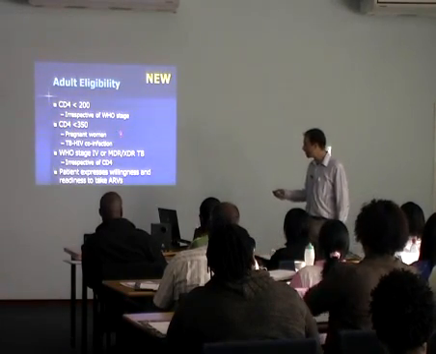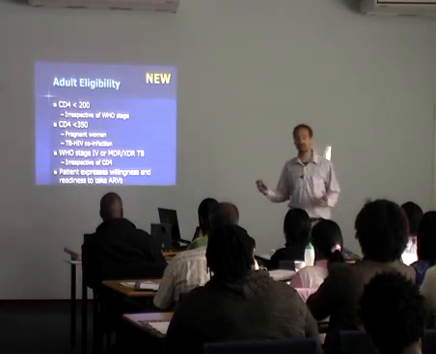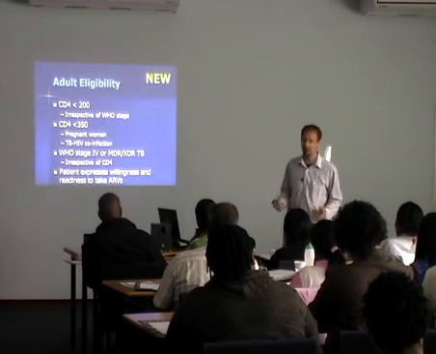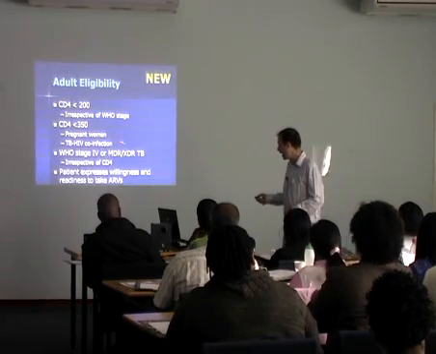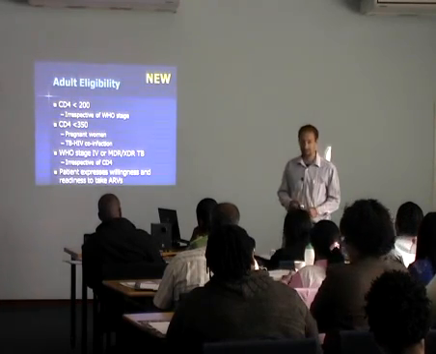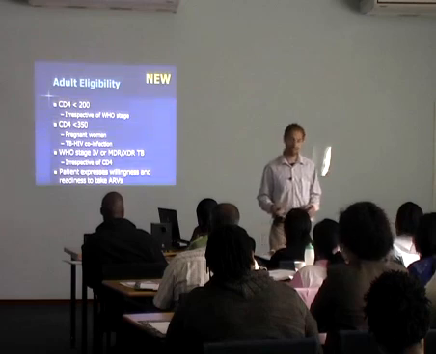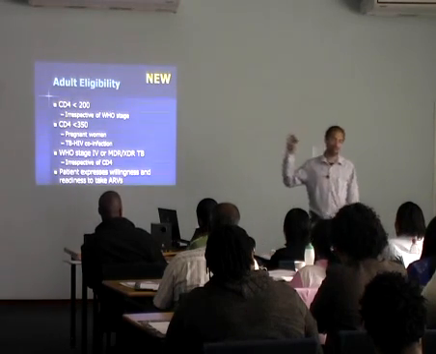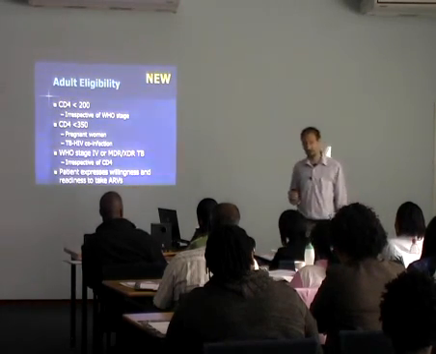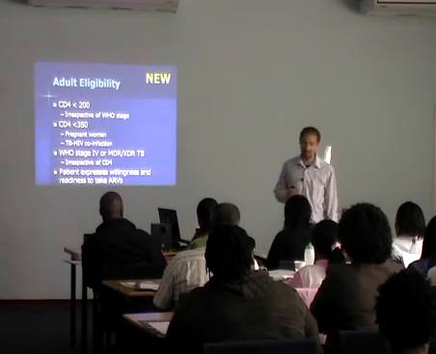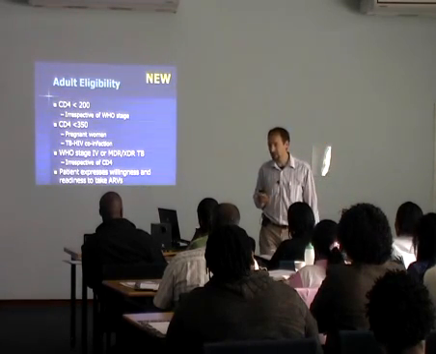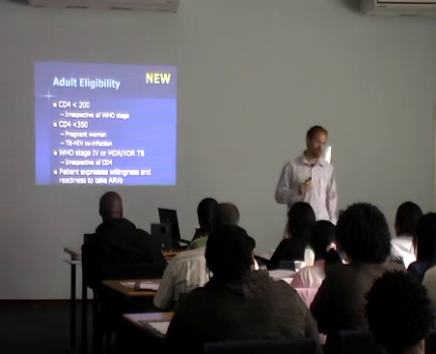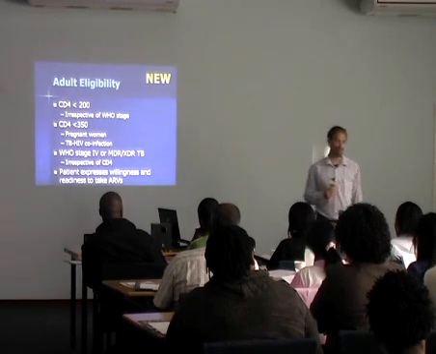There are now 2 new groups that actually have expanded access to antiretroviral therapy. And that's pregnant women and anyone with TB co-infection. So any adult with TB, if they have a CD4 count less than 350, they qualify for ARVs. And any pregnant woman with a CD4 count less than 350 qualifies and should start antiretroviral therapy.